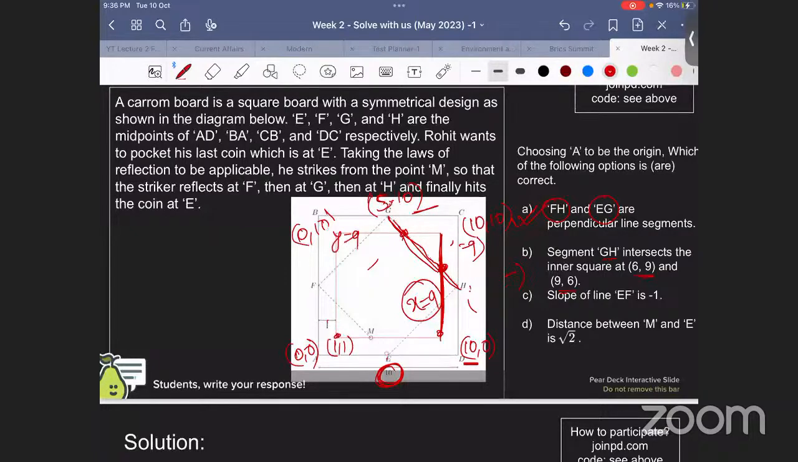So the screen is not visible. Are you able to hear me now? Yes, sir. Sir, your screen is not visible. Okay, one second.